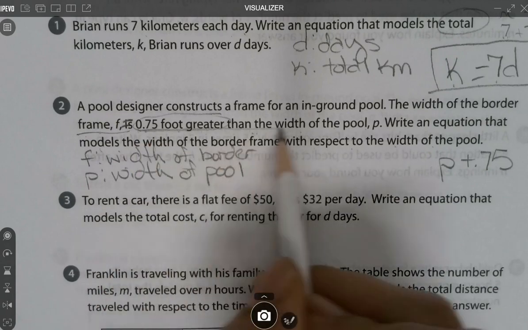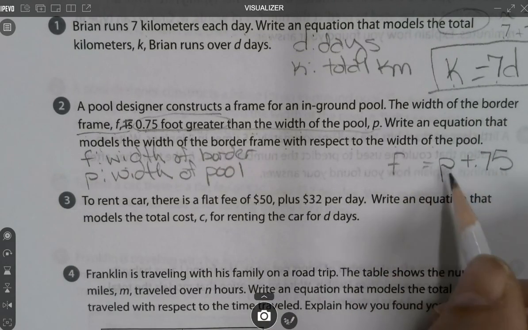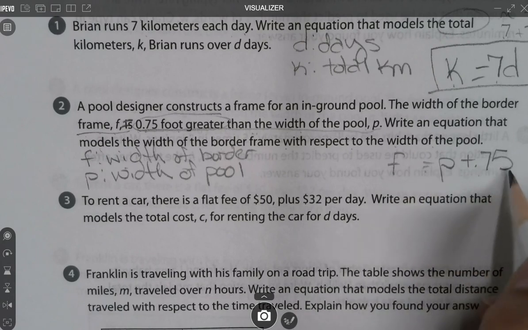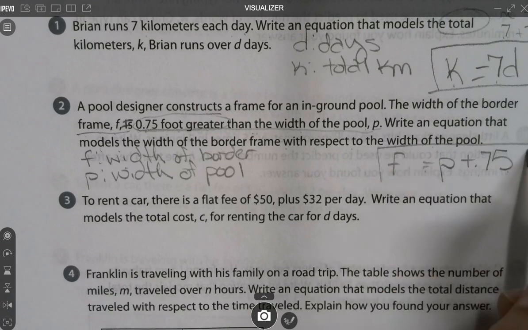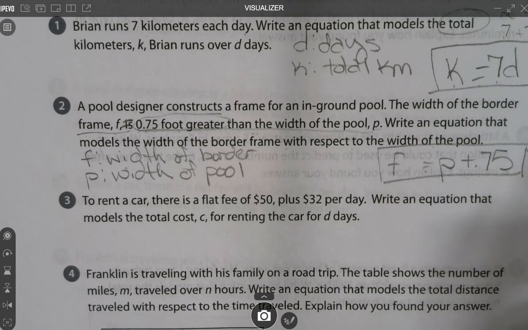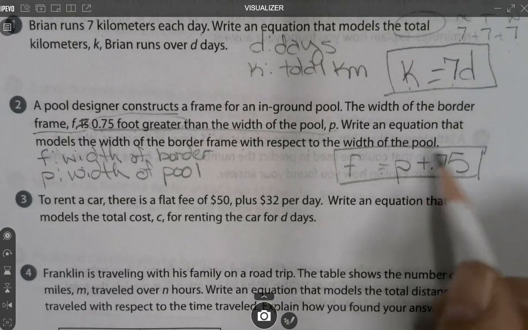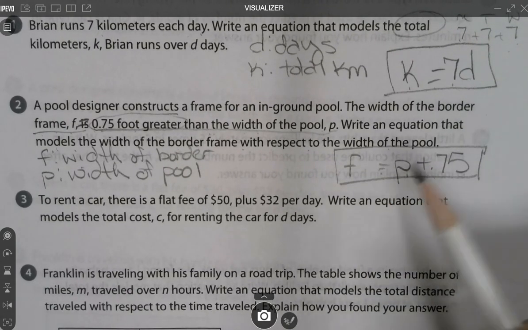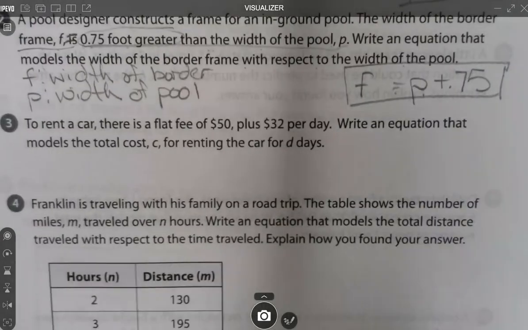P. So F is 0.75 feet greater than the pool. And that would be my equation. Now, if I was given any numbers, like if I was given P, I could solve. If I was given F, I could solve. Let's look at number 3.